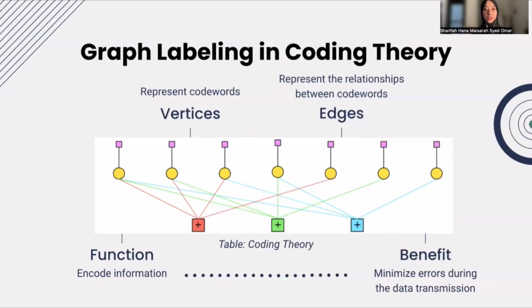So the last application is graph labeling in coding theory. The table below shows the coding theory. As you can see, the vertices represent code words. The edges represent the relationships between code words. The function encodes information, and the benefit is that it can minimize errors during data transmission.